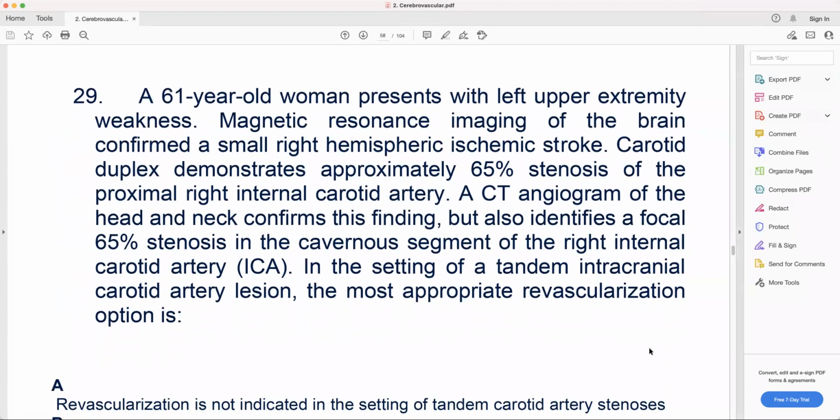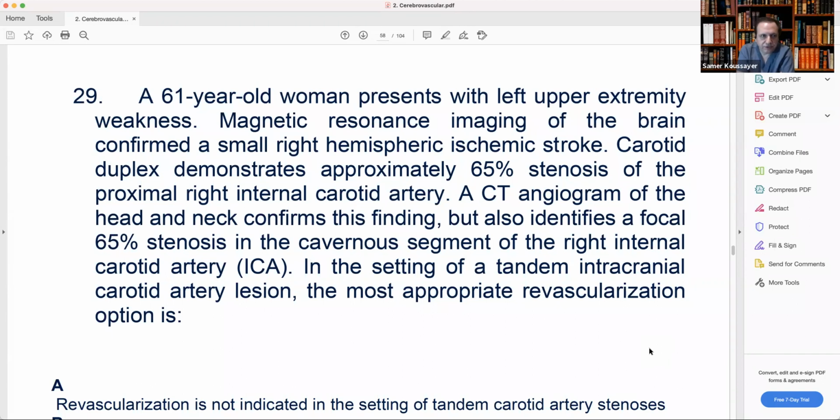A 61-year-old man presents with left upper extremity weakness. MRI of the brain confirmed a small right hemispheric ischemic stroke. Carotid duplex demonstrates approximately 65% stenosis of the proximal right internal carotid artery. A CT angiogram of the head and neck confirmed this finding, but also identified a focal 65% stenosis in the cavernous segment of the internal carotid artery. So in this setting of tandem extracranial and intracranial carotid artery disease, what is the most appropriate revascularization?